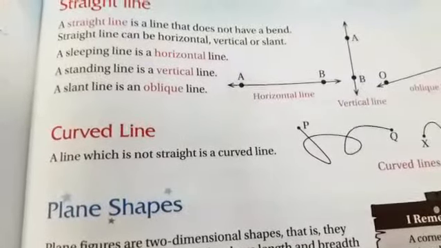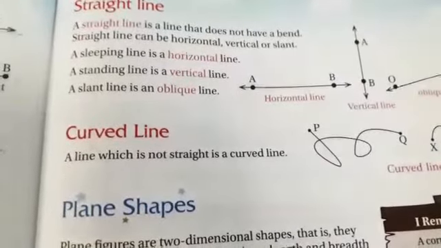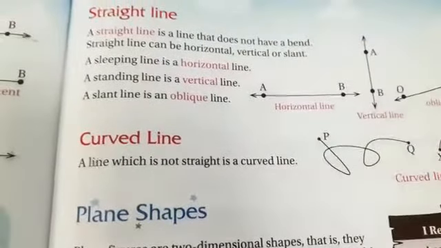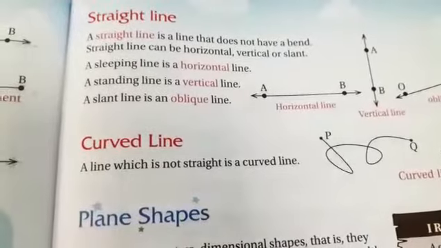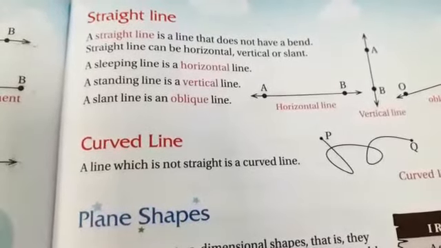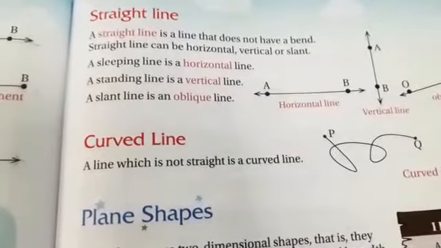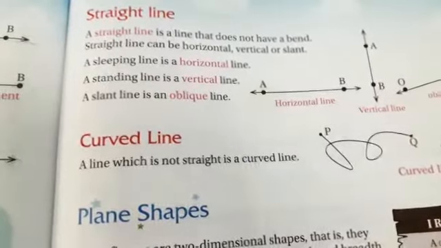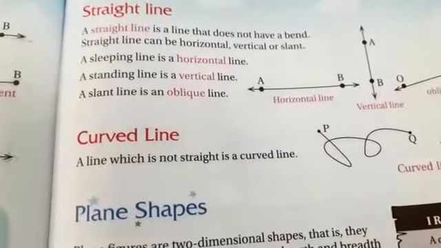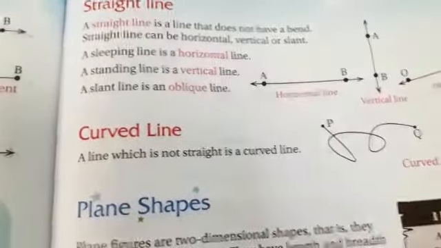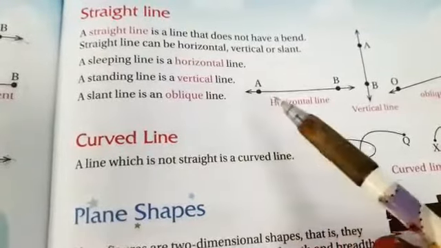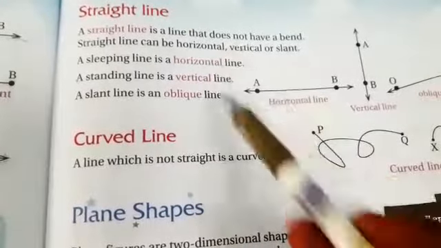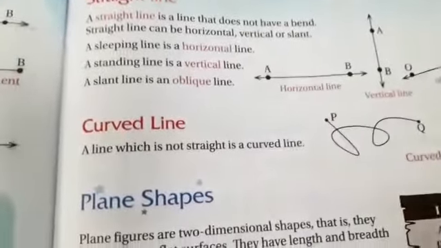Dear children, I hope you understand point, line, line segment, ray, and straight line, curved line. Just take your notebook and pencil. Write the definition of a point and draw the picture. Line, write the definition and draw the picture. Line segment, write the definition, draw the picture. Then ray, write the definition and draw the pictures. And straight line and curved line also, write the definition and draw the pictures in your notebook.